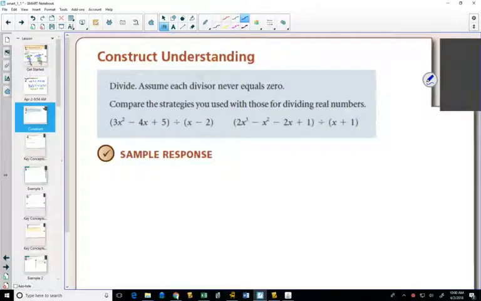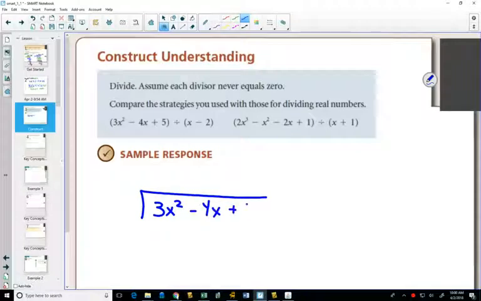So we're going to take 3x squared minus 4x plus 5 and divide it by x minus 2. So if we set things up like long division, this is what we're dividing, and we're dividing by an x minus 2. Now in long division, we always looked at the biggest numbers and tried to get rid of those, or get as close to them as possible.